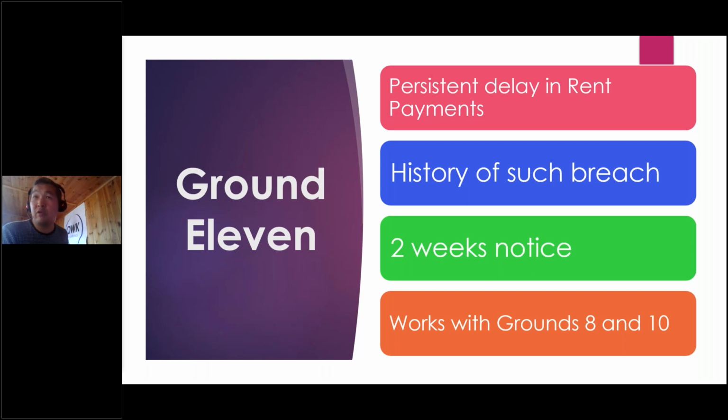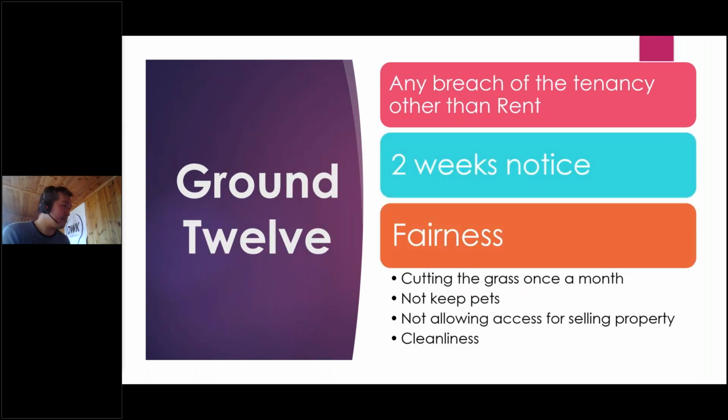But again, I don't know if anyone's ever got possession just on grounds 10 and 11. But yeah, if you have, then please let me know. In most cases, well, I've never seen it in my lifetime. I've been to plenty of courts in that sense. So I'll be interested to know if any of you have got possession under grounds 10 and 11 only.